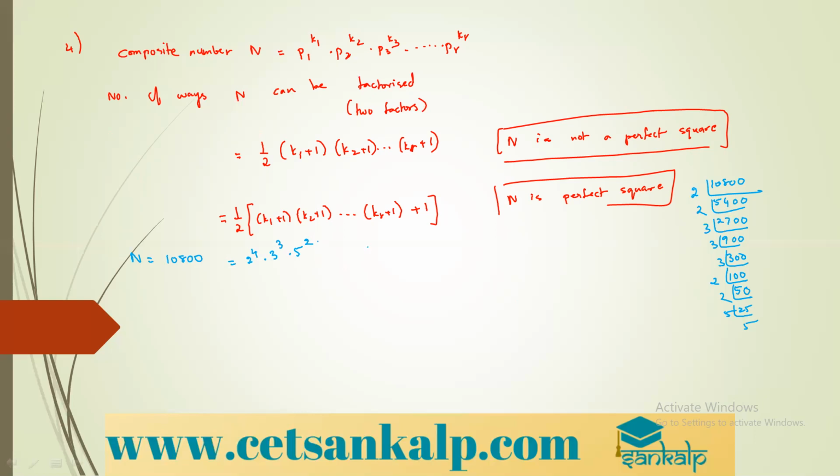Obviously, I can say this is not a perfect square. Why is it not a perfect square? I'll tell you. 4 is an even power, 2 is also an even power, but 3 is an odd power. That is why it is not a perfect square. And so, now if you want to know how to use the formula.